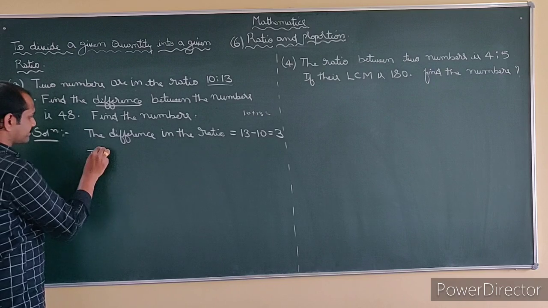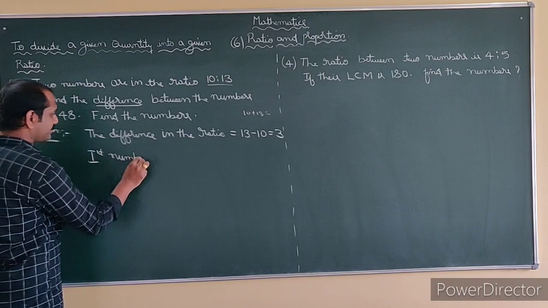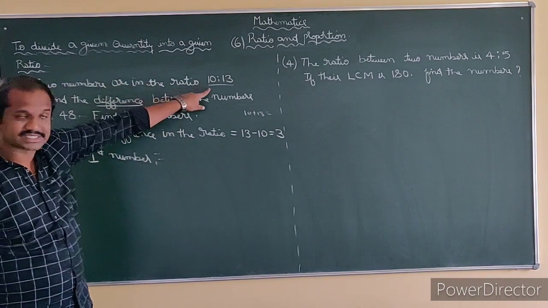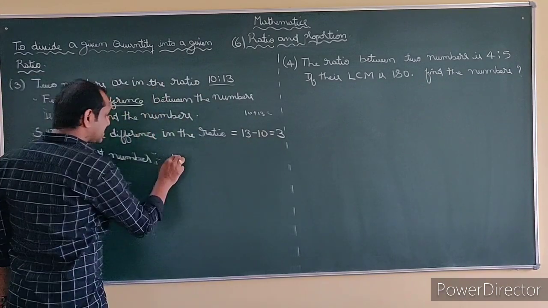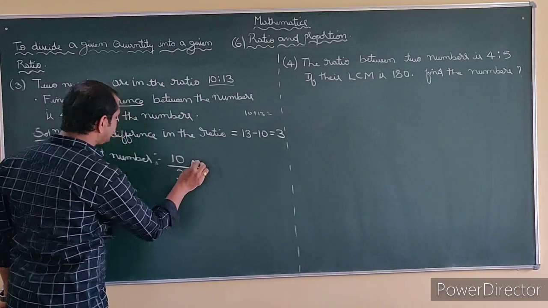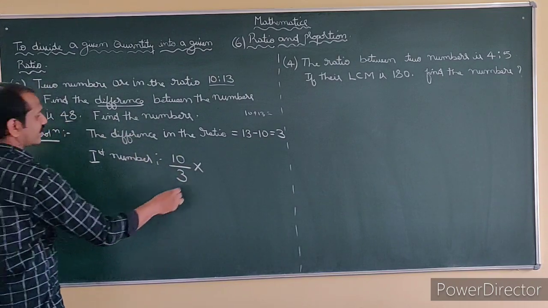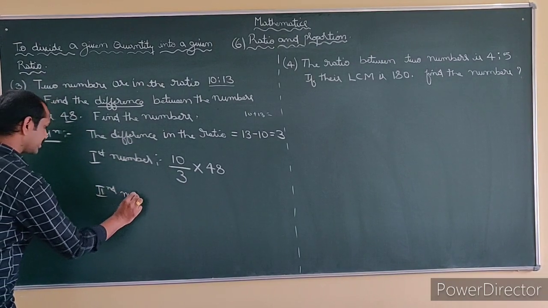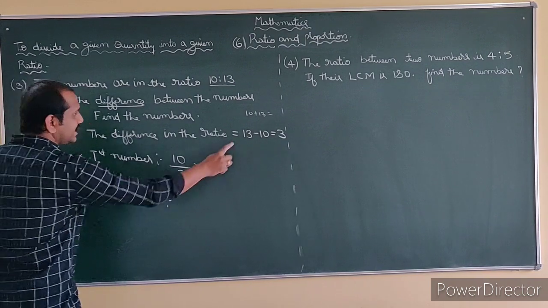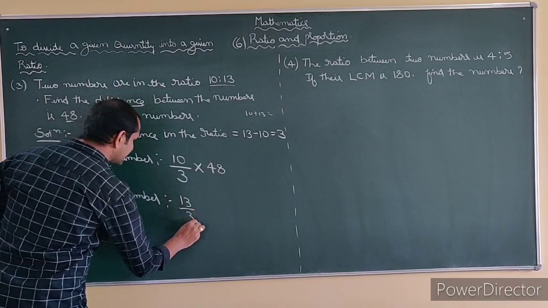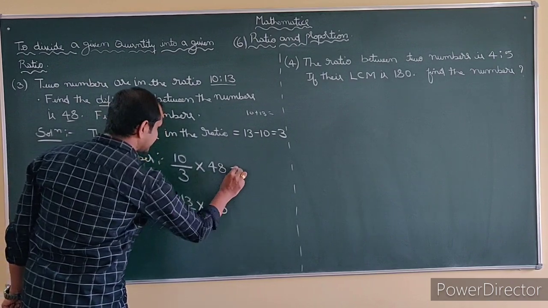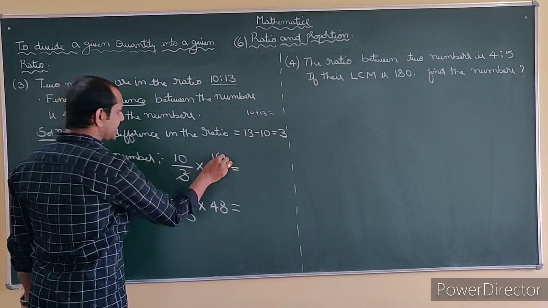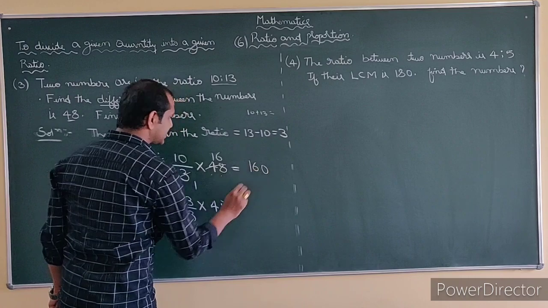So find the numbers they have given. Okay, first number. When you are doing the first number, don't take 13 by 3 first. The first number's ratio was 10 only, no? So you take 10 by 3 into 48, the difference between them. What is the second number? The second number is the same, right? 13 by 3 into 48. So 3 ones are 3, 3 sixes are 18, so 16 tens are 160, which is the first number.